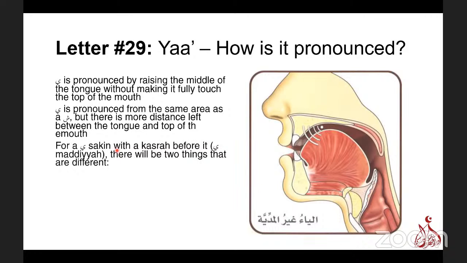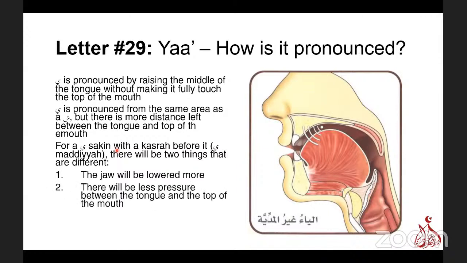Next thing is for a ya that's sakin that has a kasra before it. There are three letters of mad: alif with a fatha before it, waw with a dhamma before it, and ya with the kasra before it, the e sound. If there's a ya sakin with the kasra before it specifically, there are two things that are different. Number one, the jaw will be lowered more. In a regular ya, your jaw is not really moving down, but when you say e, your jaw is more lowered. So that's one thing different about a ya mad, a ya sakin with a kasra before it: your jaw gets more lowered.